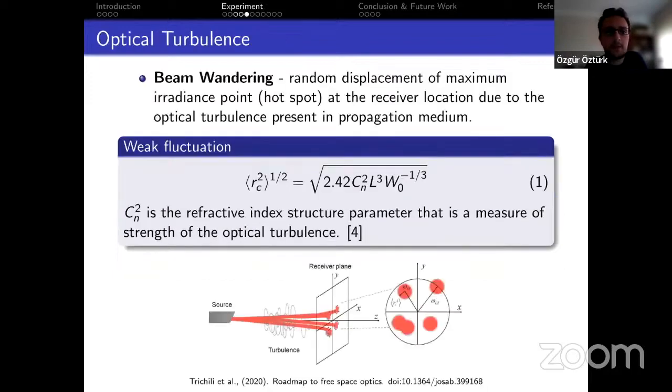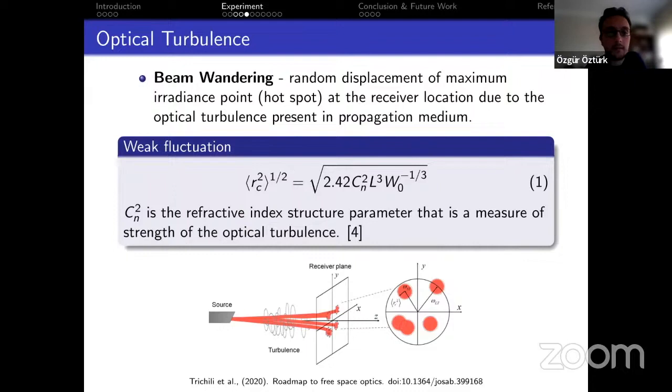And then optical turbulence, the main problem is beam wandering. Beam wandering is the random displacement of the maximum hotspot at the receiver location. And there are various theories to approximate the beam wandering.